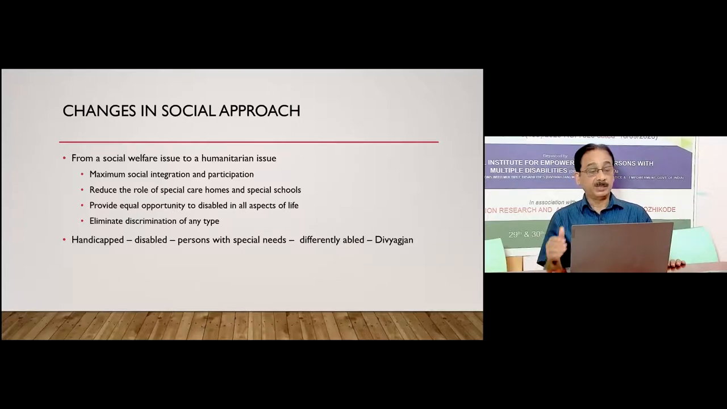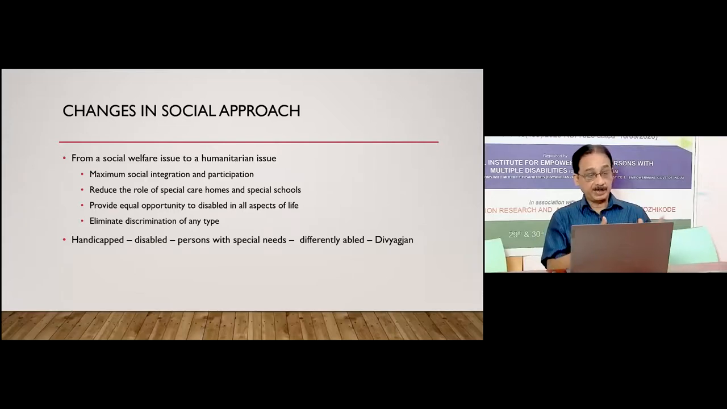Then it is intended to provide equal opportunity to the disabled in all aspects of life. In all walks of life, they should be treated as equal as anybody else. And it is also trying to eliminate all sorts of discrimination.